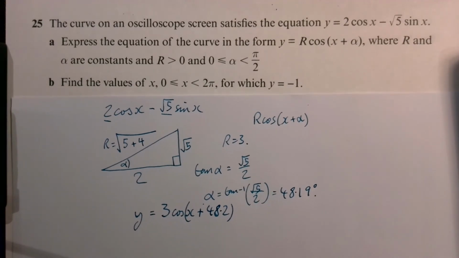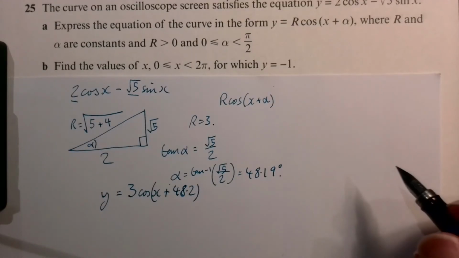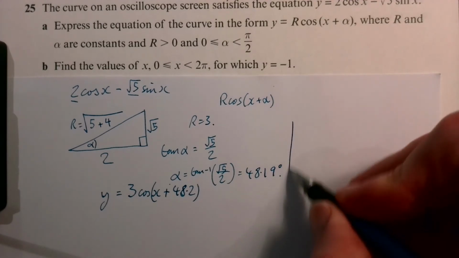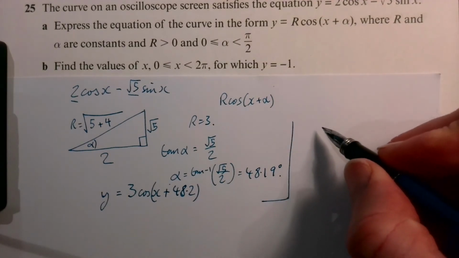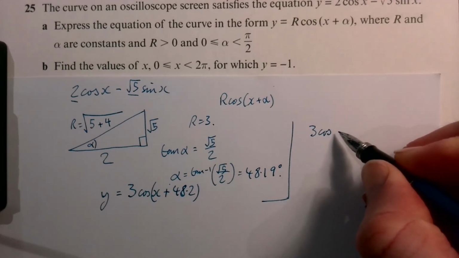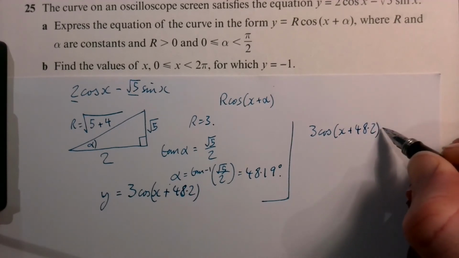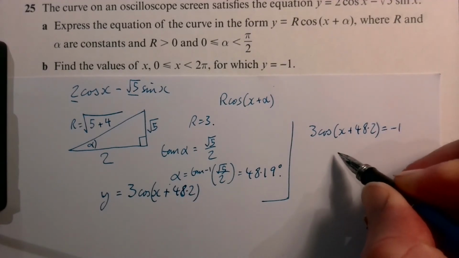Then we need to find the values of x between where x is values between 0 and 2 pi. So again, pause the video, give that one a go. And it did say when y equals negative 1, so I am looking at the equation 3 cos x plus 48.2 is equal to negative 1.